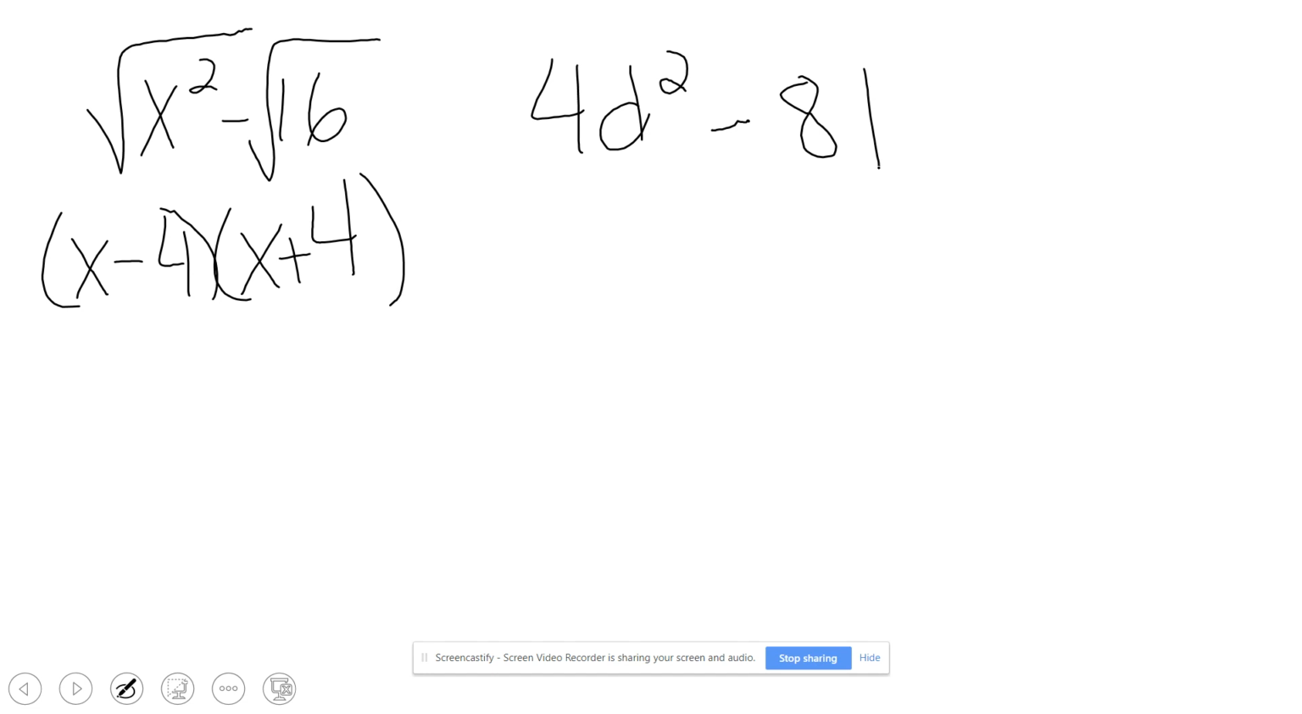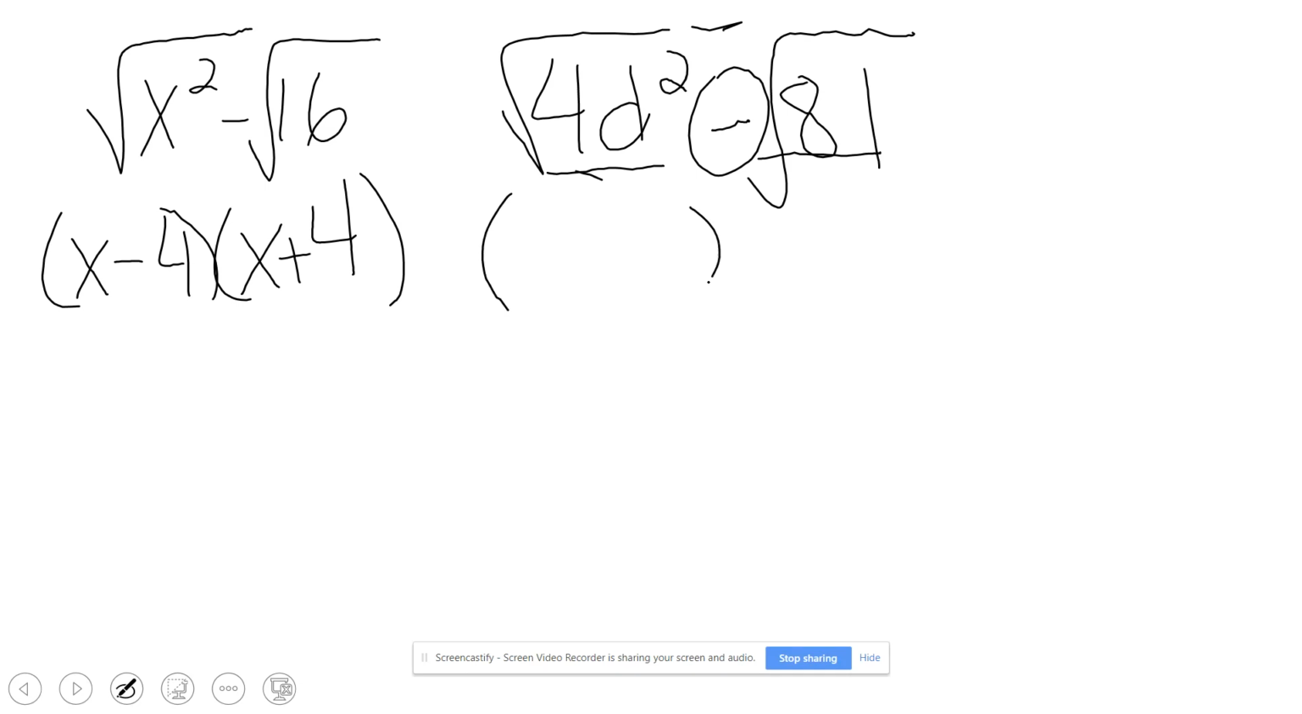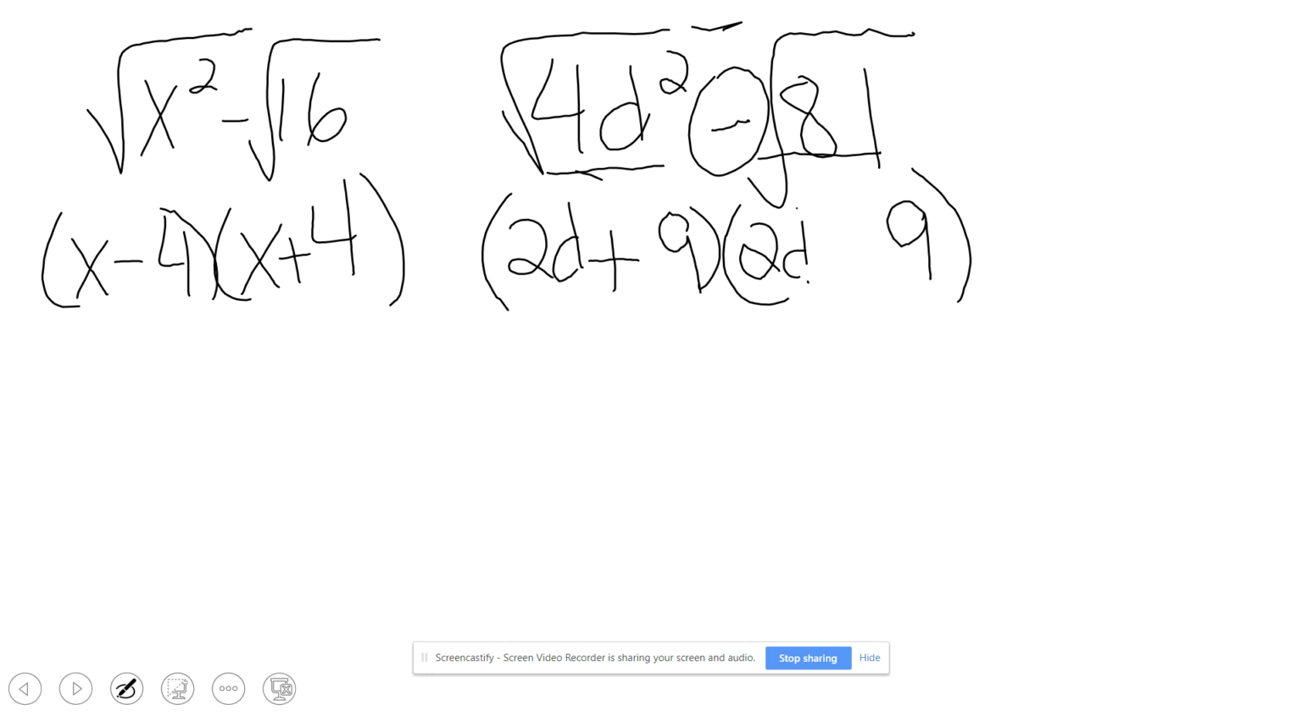4d squared minus 81. 4 is a perfect square. D squared is a perfect square. 81 is a perfect square. There's only two terms, and we have our subtraction here. So we square root each term and write our sets of parentheses. The square root of 4 is 2. The square root of d squared is d. The square root of 81 is 9. One's plus, one's minus. It doesn't matter which parenthesis we put the plus and which parenthesis we put the minus.